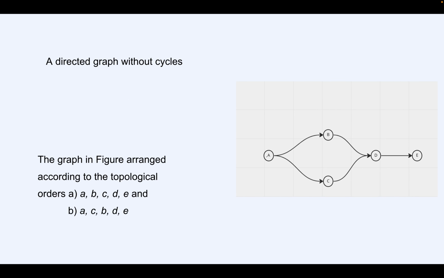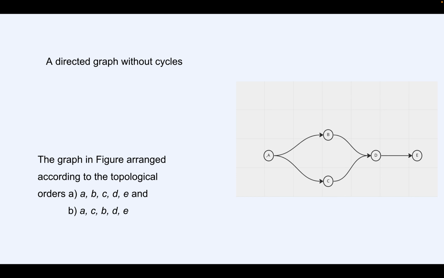Here we have a directed graph with 5 nodes A, B, C, D, and E. From A we can go to B and C, from B we can go to D, from C we can go to D, and from D we can go to E. So, if we convert this graph into linear order, we will have two possible solutions: A, B, C, D, E and A, C, B, D, E. As B and C do not depend on each other, we can pick them in any order.